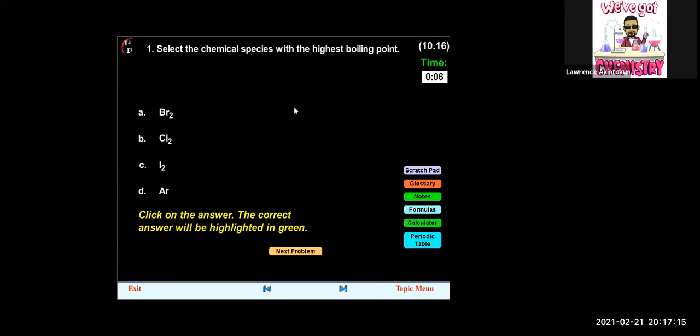All right, we do some practice here. Select the chemical species with the highest boiling points. That's question 1. Question 2, select the molecule with the highest boiling points. Remember, you can pause the video to give yourself more time, but try to work as fast as you can. Which among these substances exhibits the highest boiling points? Which of these substances exhibits the highest boiling points?